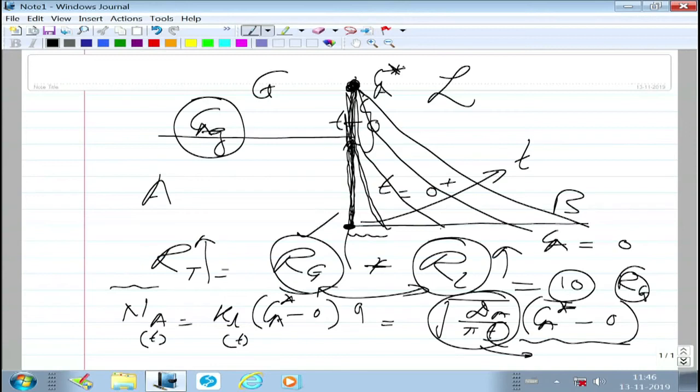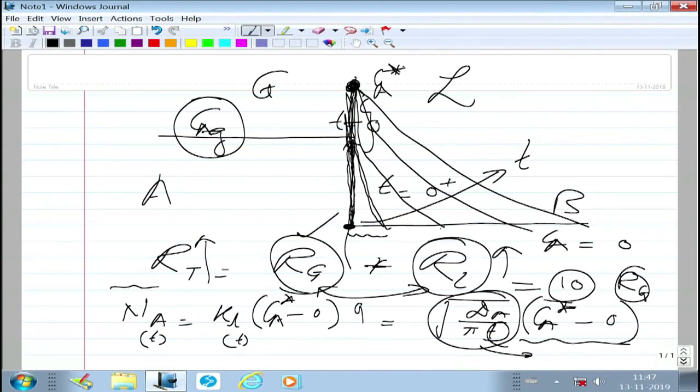Concentrate on now. Current is voltage by resistance. Voltage is the driving force, resistance is resistance, current is rate. NA is the rate here. Driving force instead of voltage is CS star minus 0, and the resistance will be root of pi t by dA, that is RL, and that RL is 9 times RG. So if you calculate RG, 9 times that is equated to this root pi t by dA, and then you can calculate time. Nothing difficult here, is there?